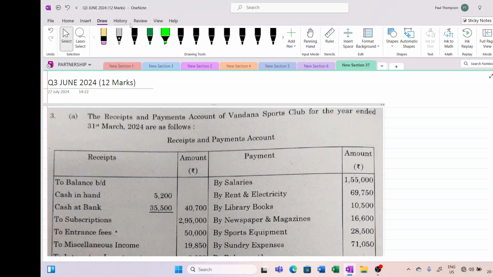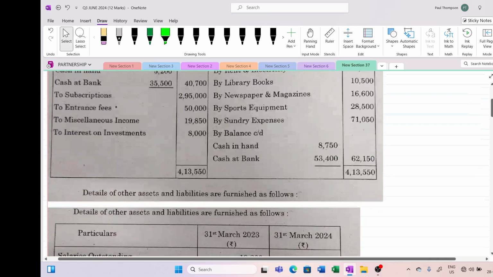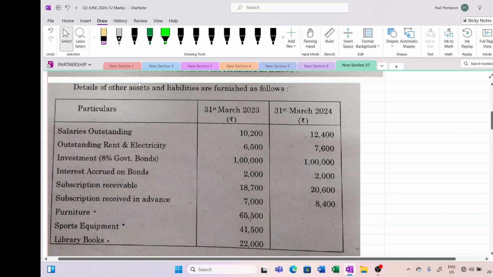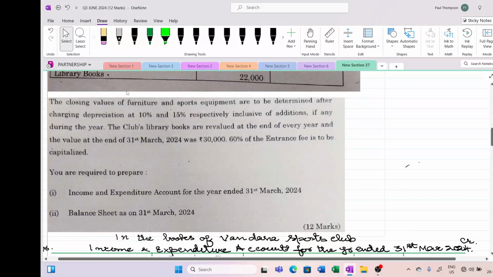Today we are going to see question number 3A of June 2024 for 12 marks. They have given you the receipt and payment account of Vandana Sports Club. Some adjustments are also there, and then they have asked you to prepare income and expenditure account for the year ended 31st March 2024 and balance sheet as on that date.